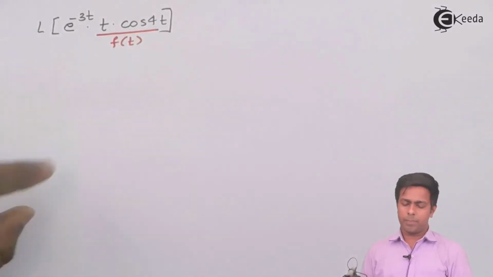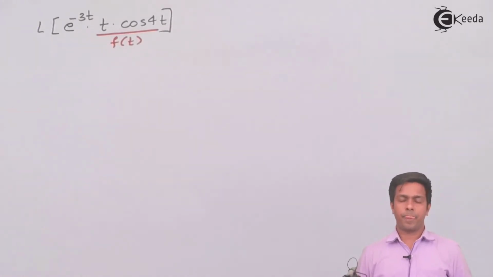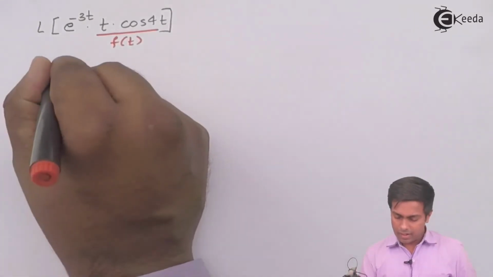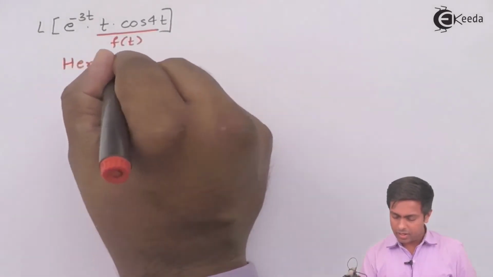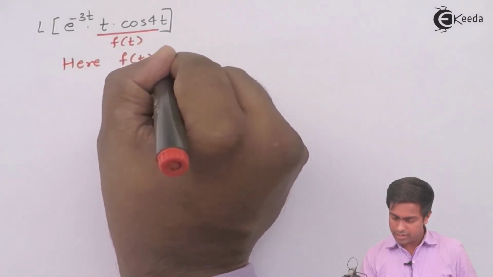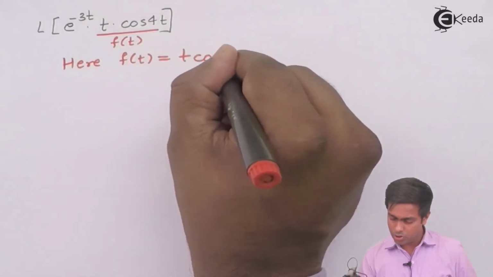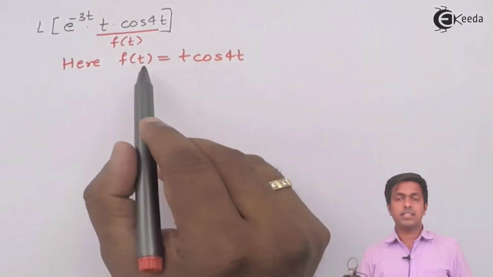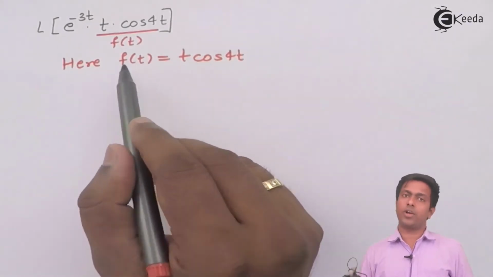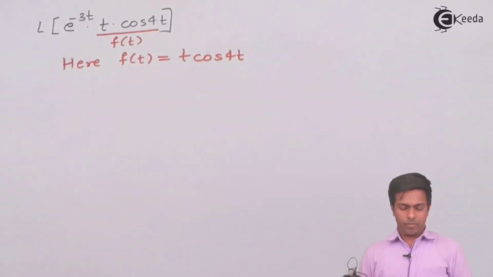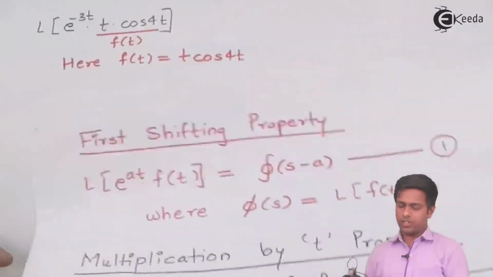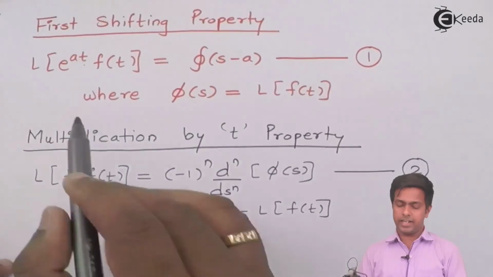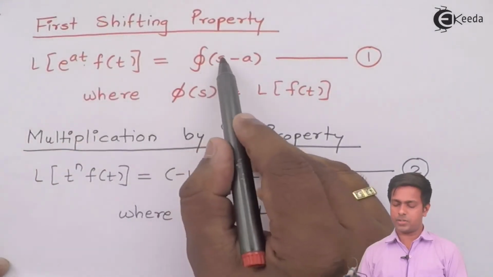So here I can apply the first shifting property. Now I'll say here that f of t is t into cos of 4t, and whatever is the Laplace of this, I'll call it phi of s. So guys, if we see the first shifting property, then it says that Laplace of e raised to at into f of t is phi of s minus a.